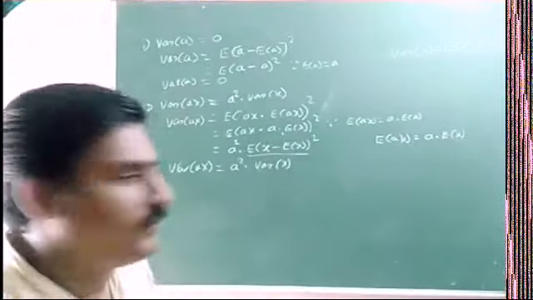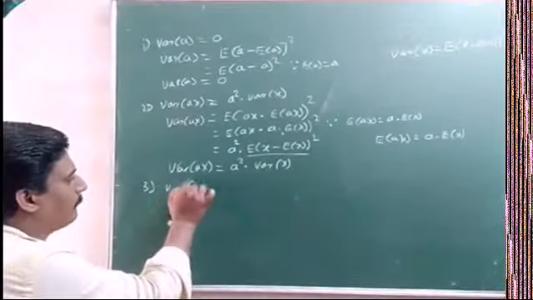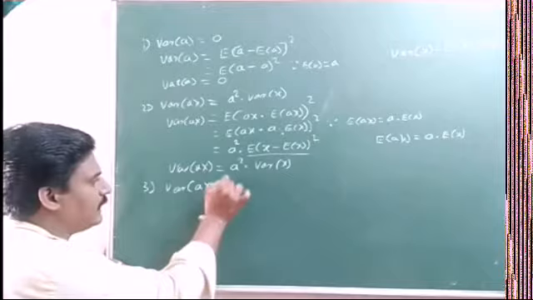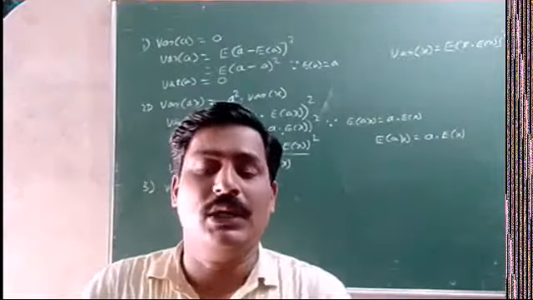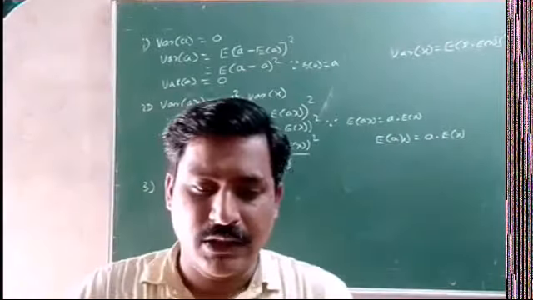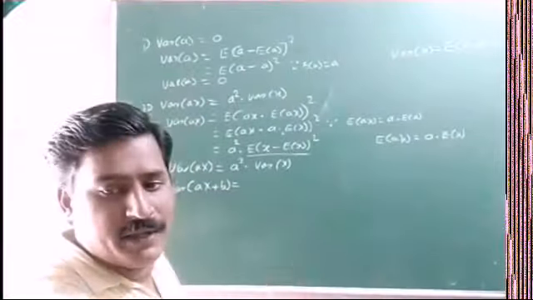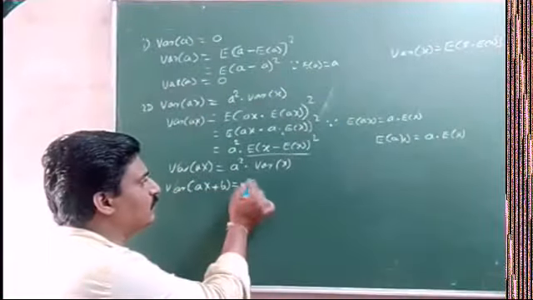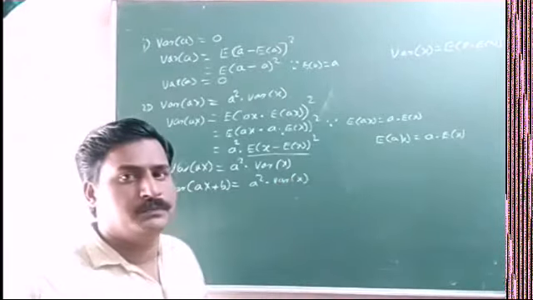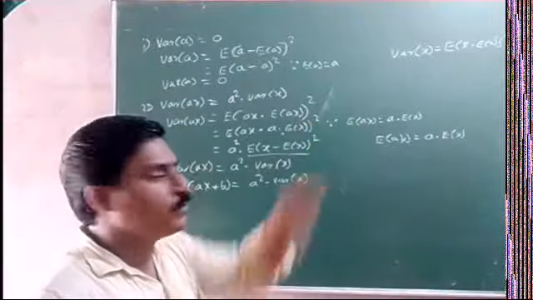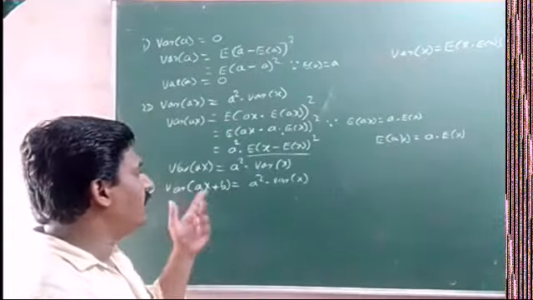Next concept on variance is the third one: variance of ax plus b. What result do we get here? We get a square into variance of x again. Variance of ax plus b is equal to a square into variance of x. To prove this, again use the same formula. Wherever x is there, fill in ax plus b.